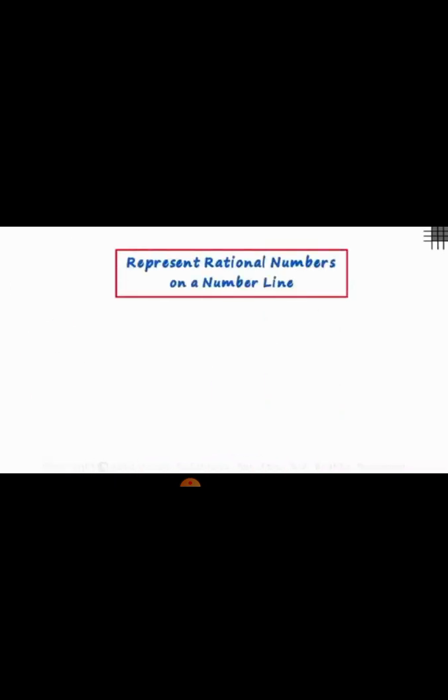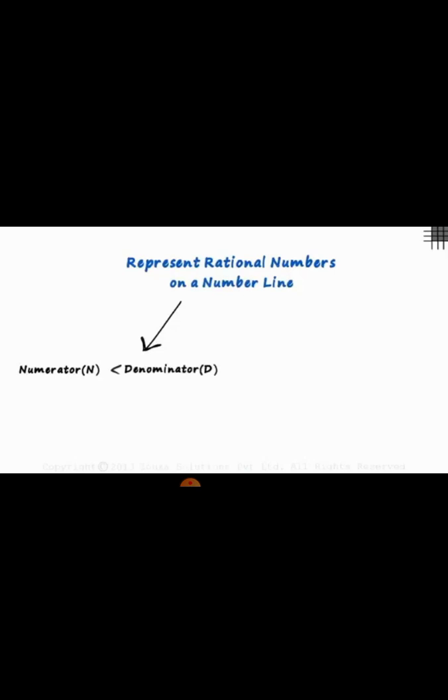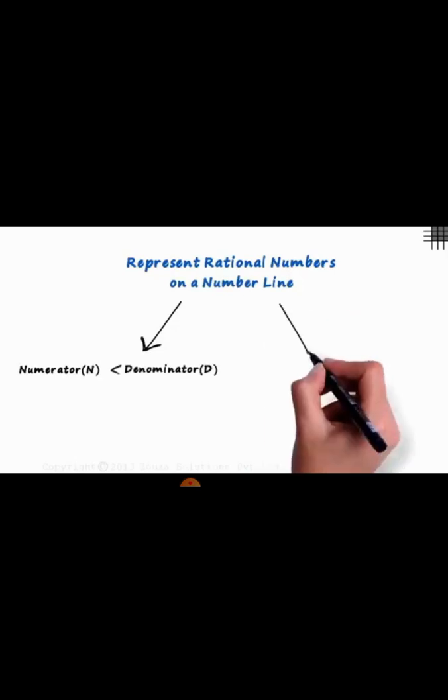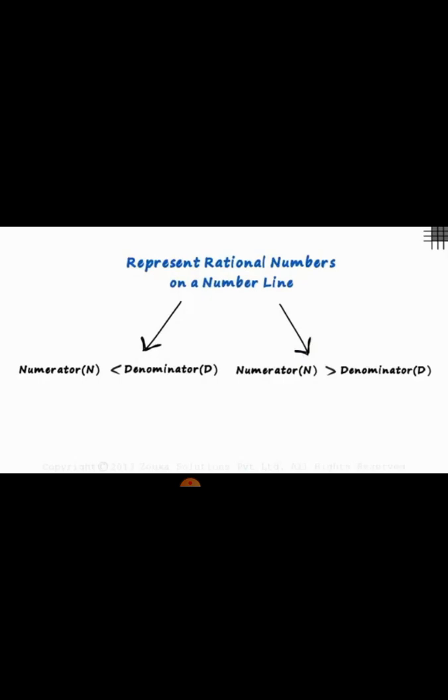Now we can move on to the representation of rational numbers on a number line. To simplify things, we can classify the examples into two types. One when numerator is less than the denominator, and the other in which numerator is greater than the denominator. Note, we see only the numerical value to compare the numerator and denominator. For example, if we are plotting -9 by 5, we compare 9 and 5 and not -9 and 5. So -9 by 5 comes in the numerator greater than denominator category.